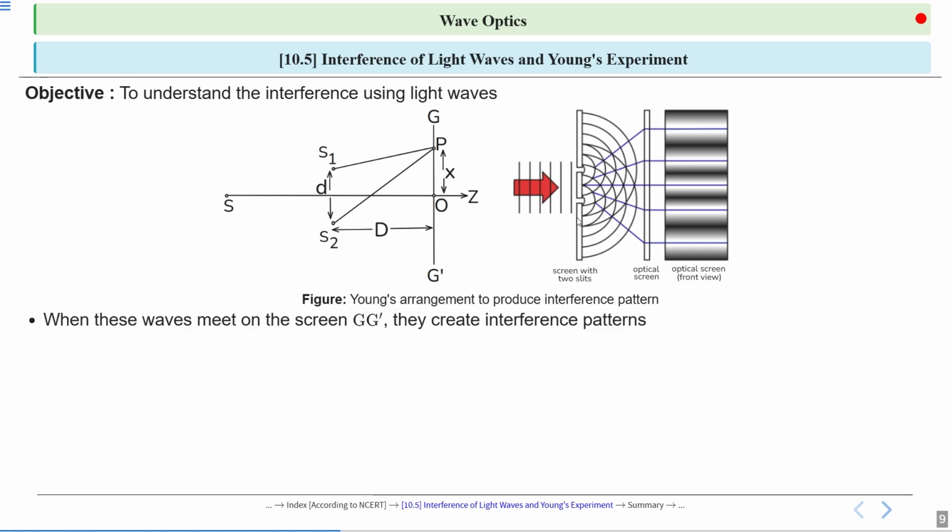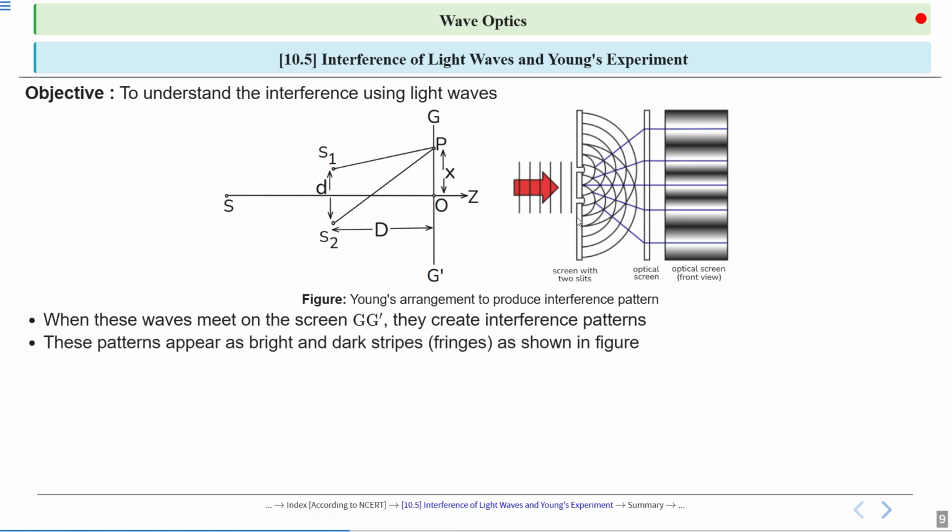As we revealed previously, let's focus on what happens when these light waves meet on the screen labeled G'. They create an interference pattern, which is a result of the superposition of waves. This is a key concept in wave optics, where waves can add up to form a new wave.